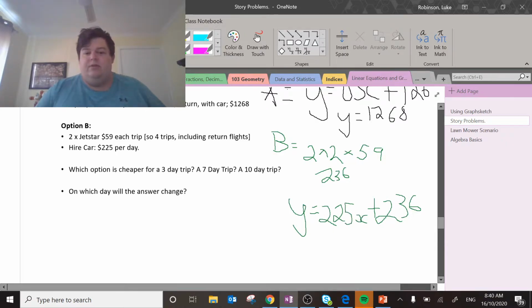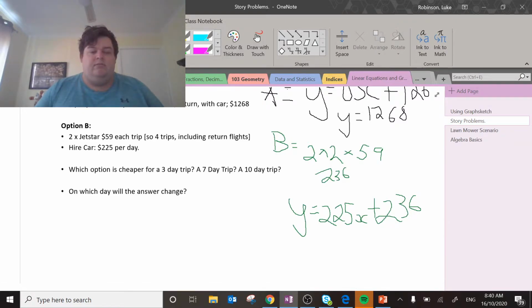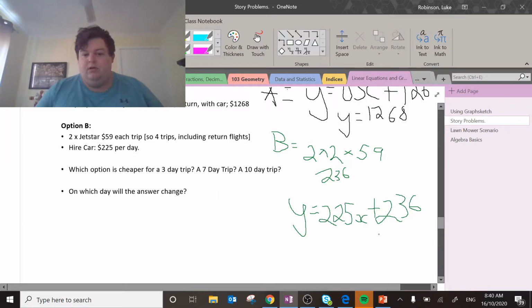Okay, so depending on how many days, that amount of money will change because you hire a car per day. And it's like, okay, which option is cheaper? There's a couple ways you can do this. Your best bet is probably just to substitute in these values 3, 7, and 10 for x. Because remember, it's $225 per day, so x is the number of days.